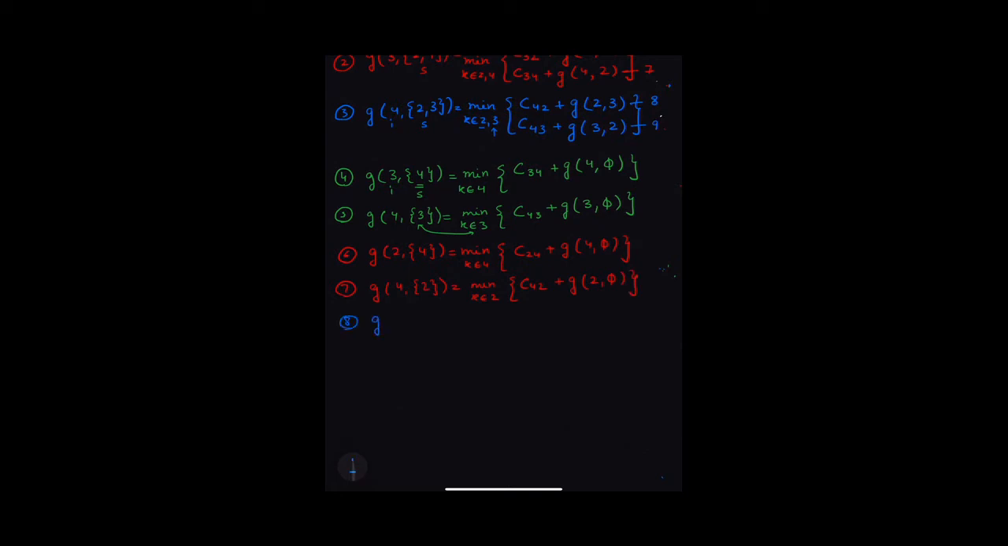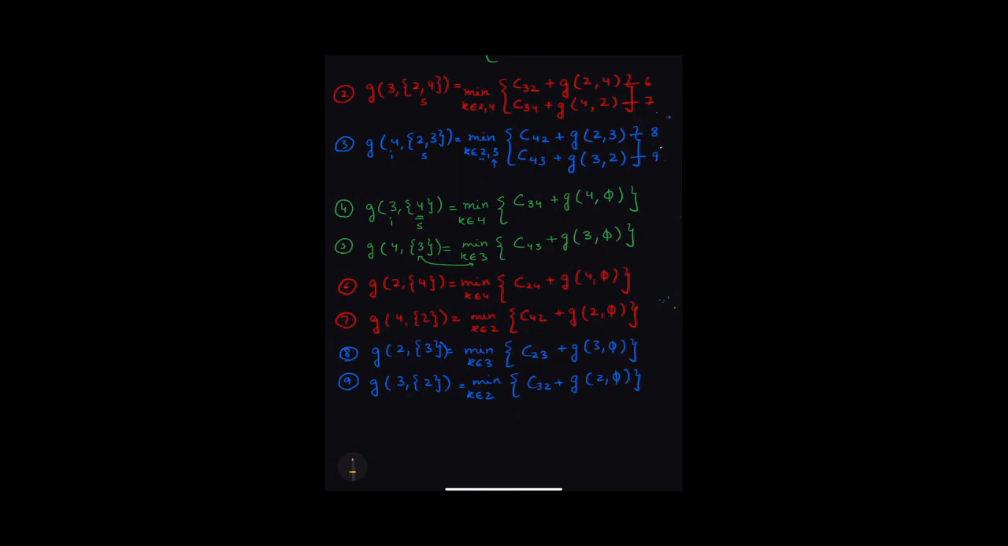So this becomes g of 2, 3, which is equals to minimum where your k belongs to 3 of c of 2, 3 plus g of 3, 5. Similarly, this becomes minimum of where your k belongs to 2, c of 3, 2 plus g of 2, 5.